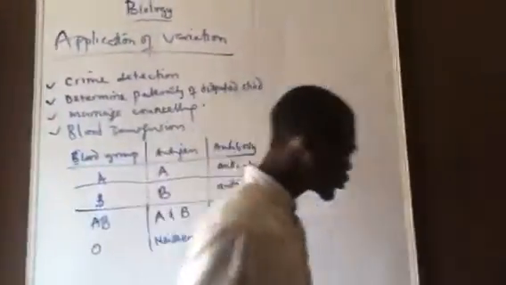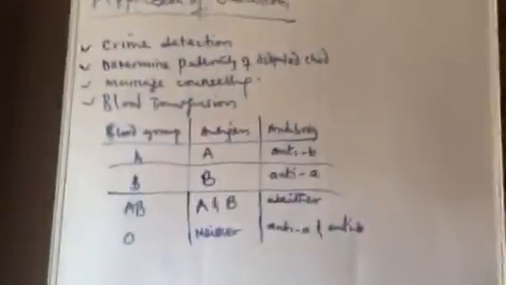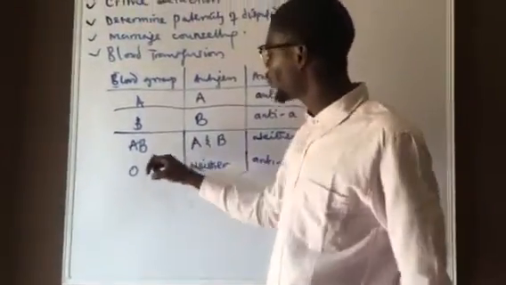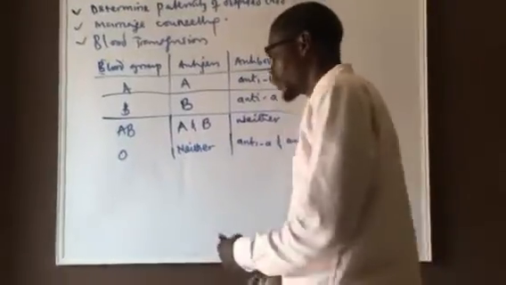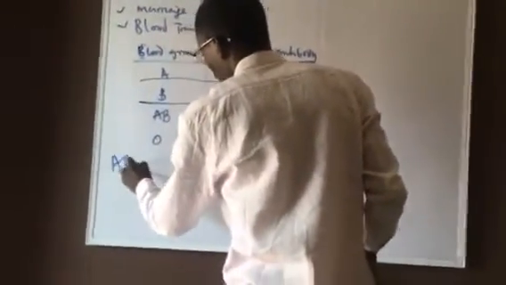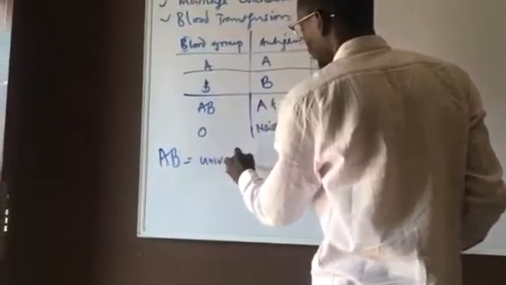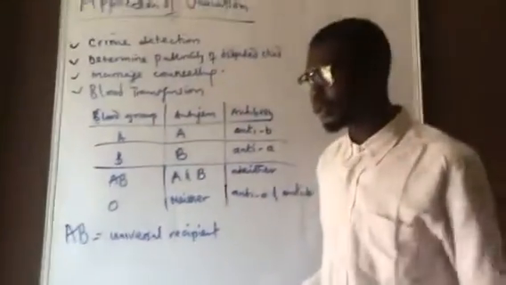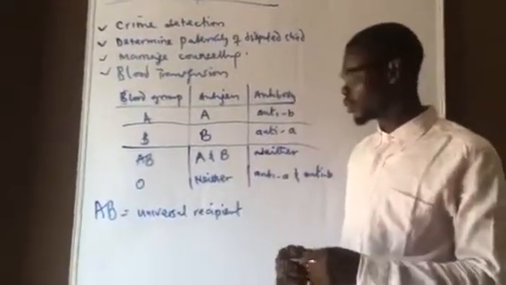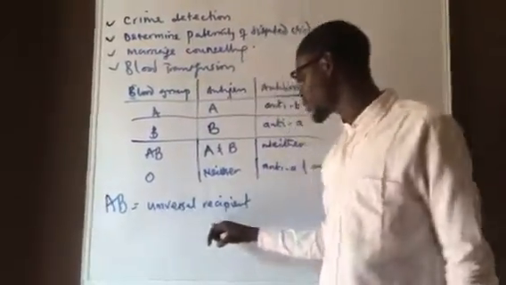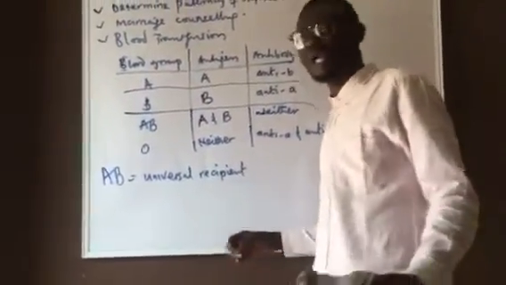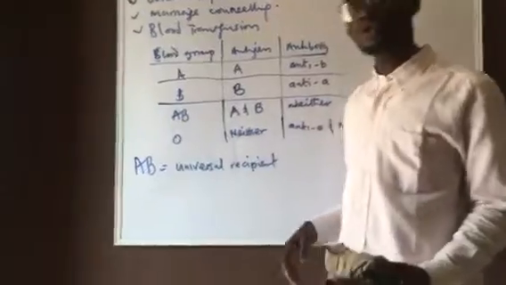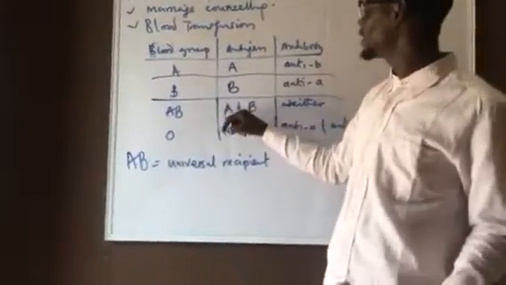So when we talk about these blood groups, let's talk about the way in which they donate. We have blood group A, blood group B, and blood group AB, which we call the universal recipient. Somebody with blood AB is a universal recipient because it can receive blood from blood group A, B, and from all the blood groups, because it possesses both antigen A and B.